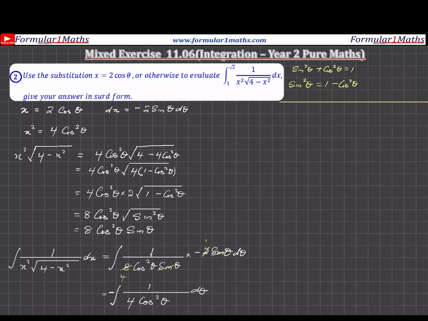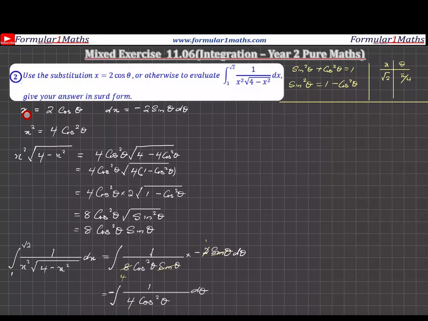But we have to change the limits. The limits for x are 1 and root 2. But we said x is equals to 2 cos theta. So to get a limit for theta, you can draw a table here and put x here and theta over there. So when x is root 2, I'm going to get cos theta is equals to root 2 on 2. And cos inverse of root 2 on 2 is pi on 4. So when x is root 2, I get pi on 4 here.